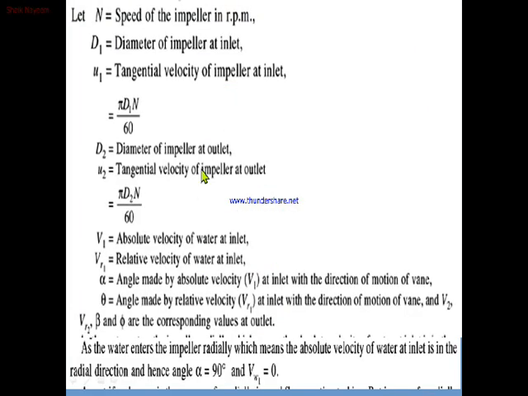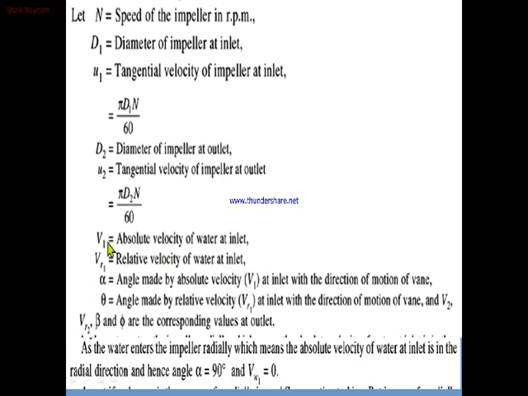Now we'll see some terms. N is the speed of the impeller in RPM, capital D1 is the diameter of the impeller at the inlet, and small u1 is the tangential velocity of the impeller at the inlet, which we calculate with pi D N by 60. Capital D2 is the diameter of the impeller at the outlet, small u2 is the tangential velocity of the impeller at the outlet, capital V1 is the absolute velocity of the water at the inlet, Vr1 is the relative velocity of the water at the inlet, and we have alpha and theta angles.